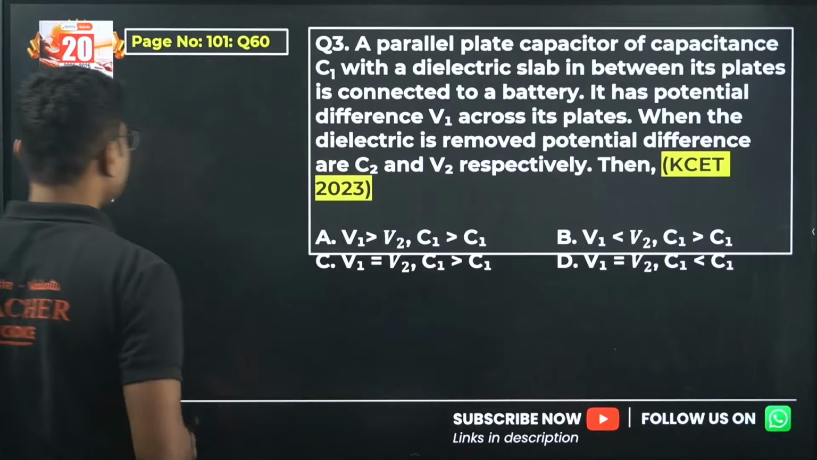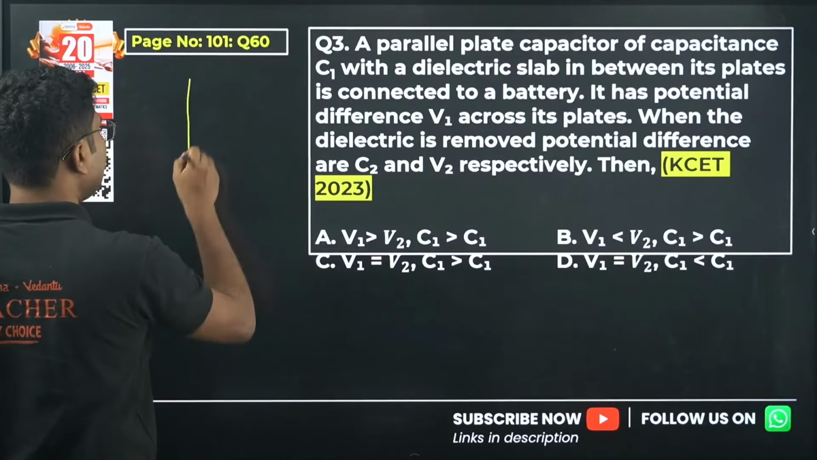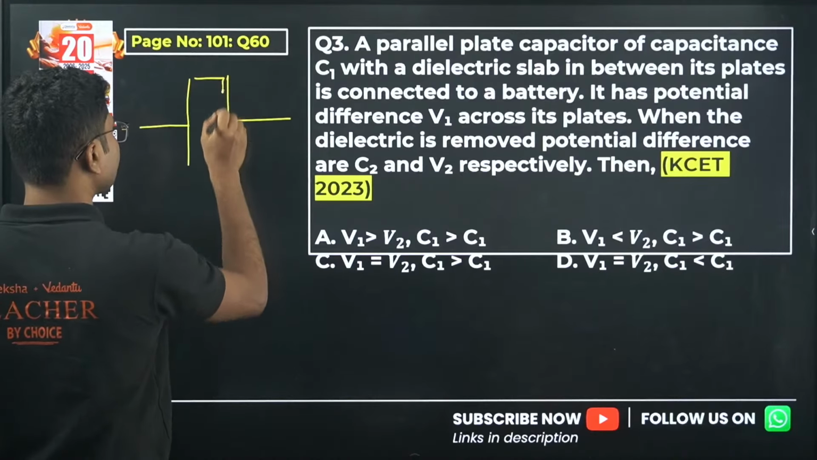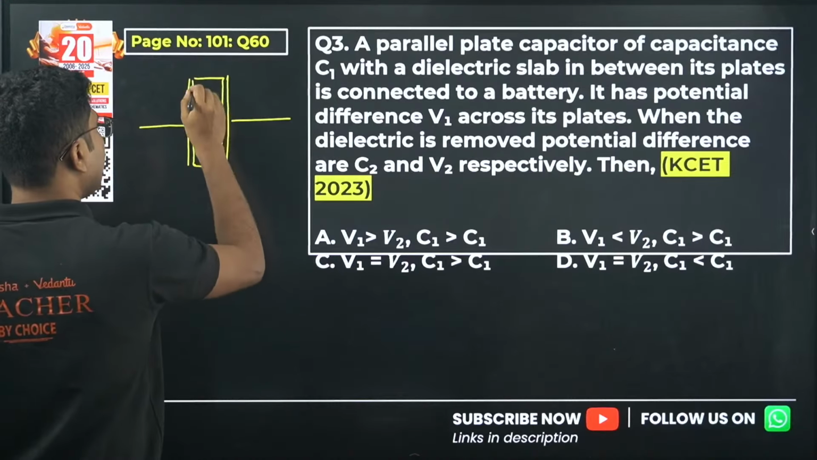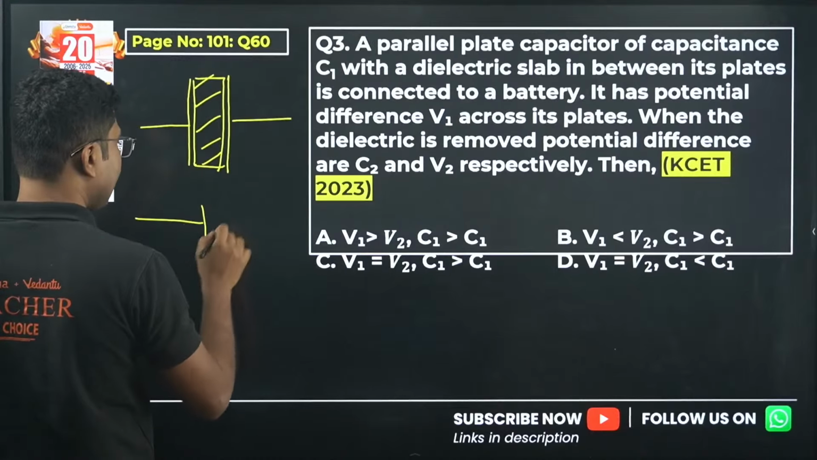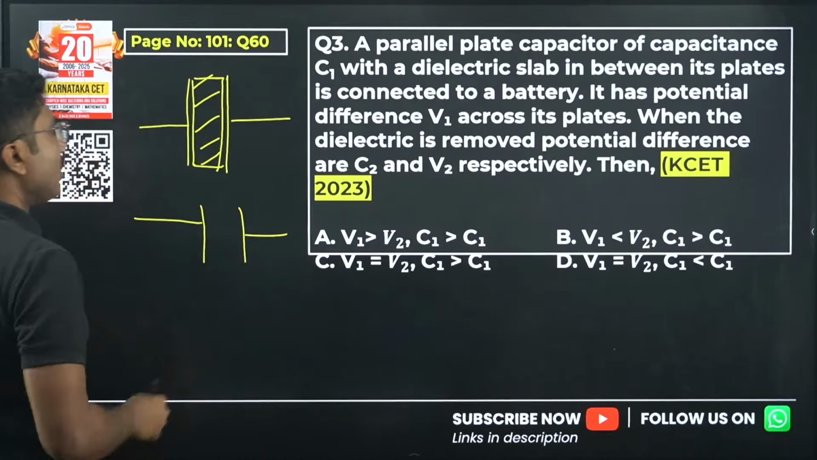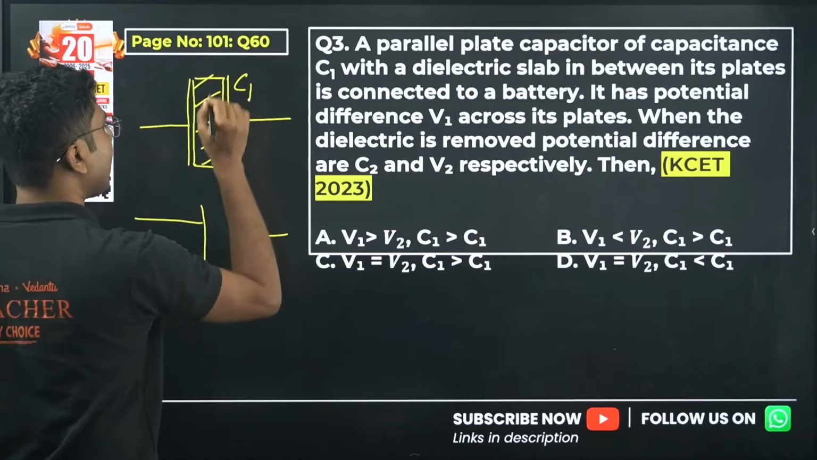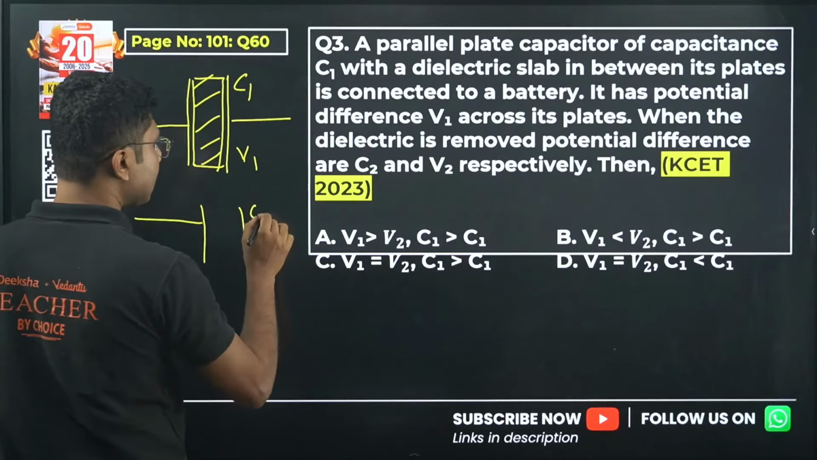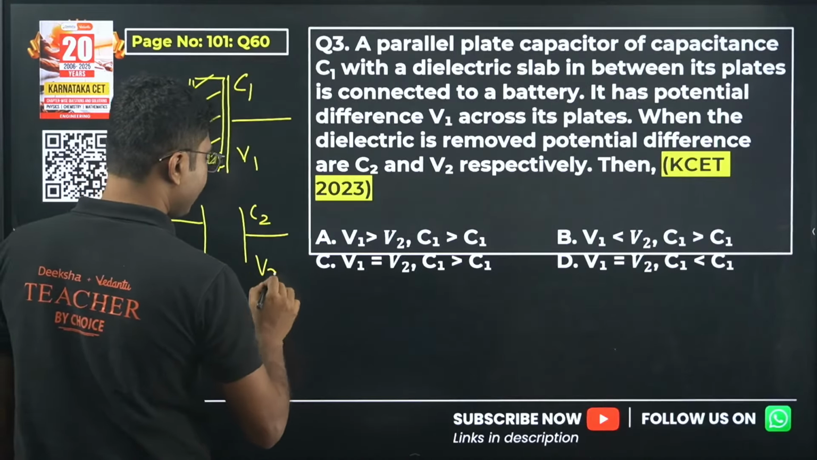Okay, so first of all you have to understand that initially there was a dielectric between the capacitor plates, but after that you have removed the dielectric. So initially the capacitance was C1, potential was V1, and finally the capacitance is C2 and potential is V2.